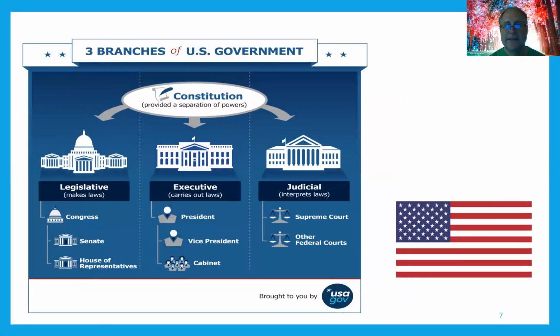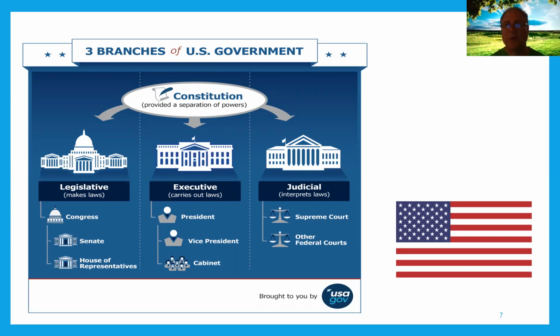Let's take a few minutes and do a quick review of US federal government. The founding fathers of the US set a system of checks and balances. And basically, checks and balances is all about the ability of one branch of government to check on the other branches of government to distribute power.